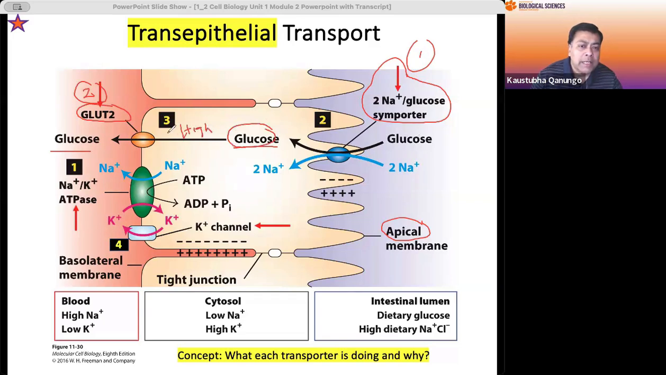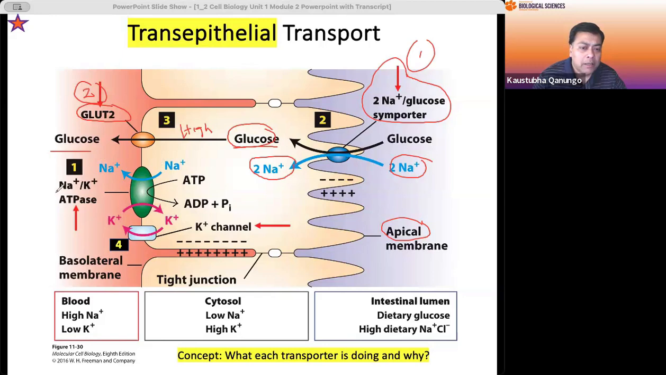This works in a high concentration of glucose, and it moves glucose into the blood. Now, what is happening is that the sodium actually moved in with the glucose, but you have to maintain the sodium gradient outside the cell. Outside the cell should be more compared to inside the cell.